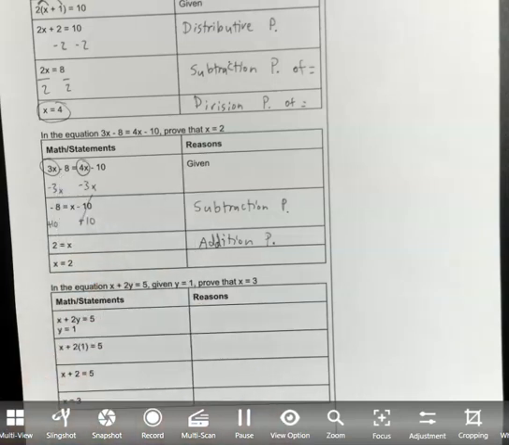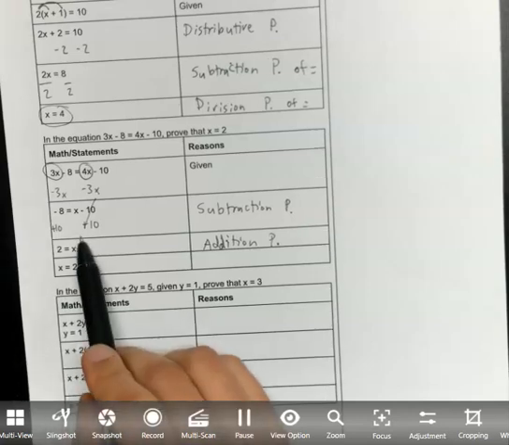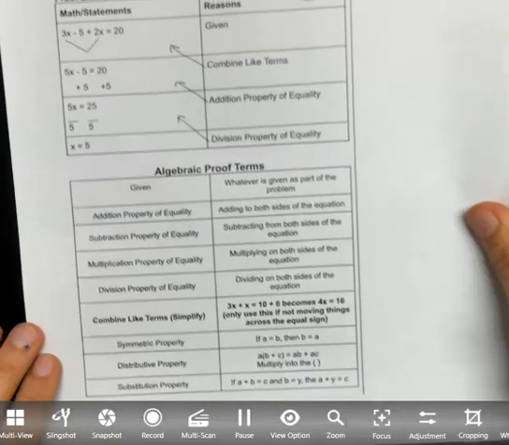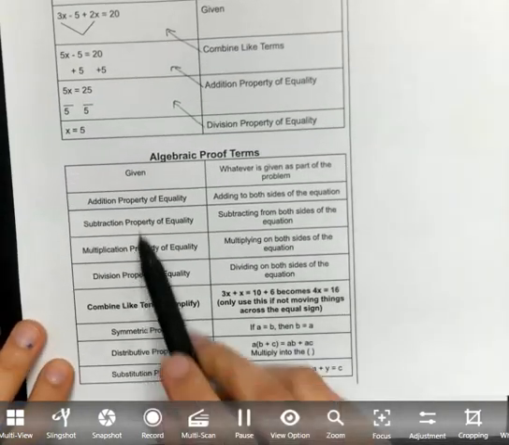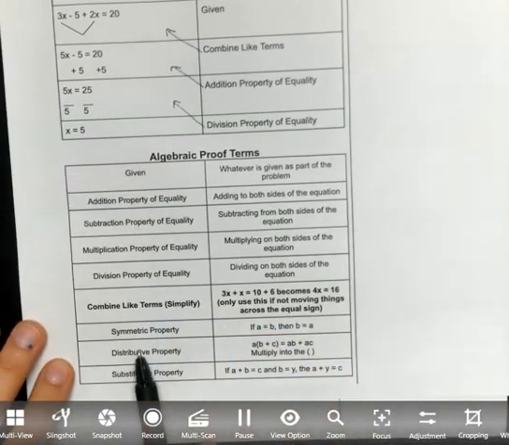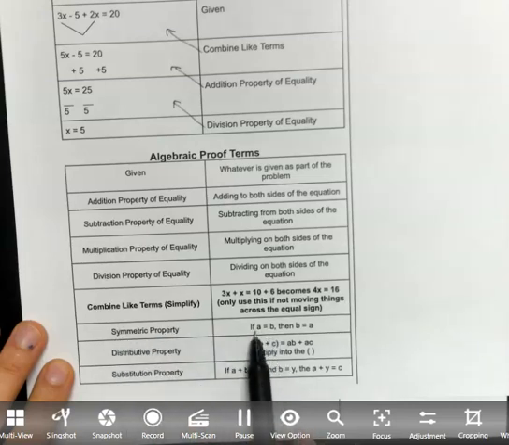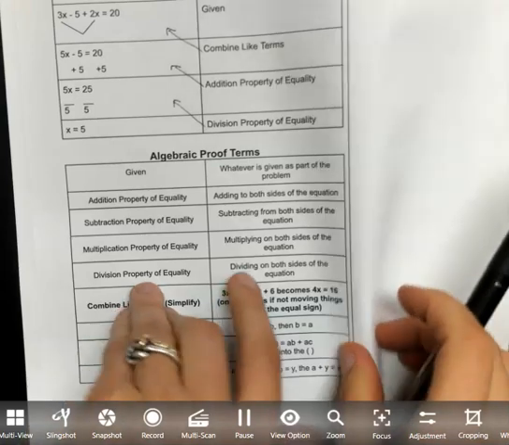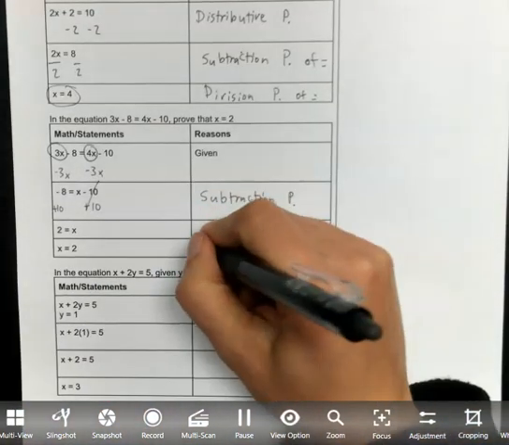So I need to go back to my paper that has all the terms defined and see what it is called when you flip it. So over here, all my things defined. Right here, symmetric property is when you're flipping something. A equals B becomes B equals A. It's the same exact thing, we just flipped it. So that is symmetric property.